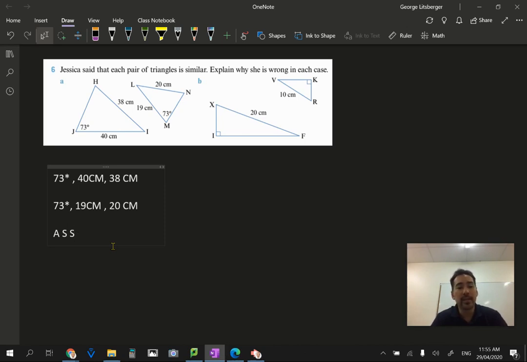So this is actually not one of the rules for both congruency as well as similarity. Okay, the ASS rule or the SSA rule, they're not one of the proofs. So that's why Jessica is wrong. And, shame on you, Jessica.